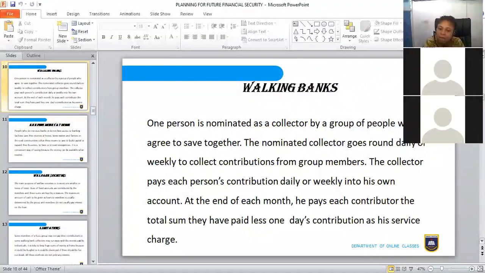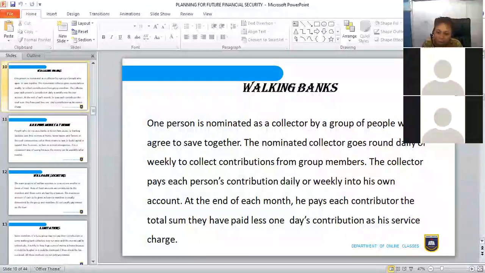That is how the working banks operate. So it's normally one person. That person goes around, collects the money either on a weekly or daily basis, and sends the money to the bank. Then at the end of the month, he pays you the total amount you have paid less one day's contribution. So for instance, if you are contributing 10 cedis on a daily basis for 31 days, that is going to be how much? 310 cedis. But you will be paid 300 cedis at the end of the month. So the 10 cedis will be the service charge for the person who goes round to collect the money.